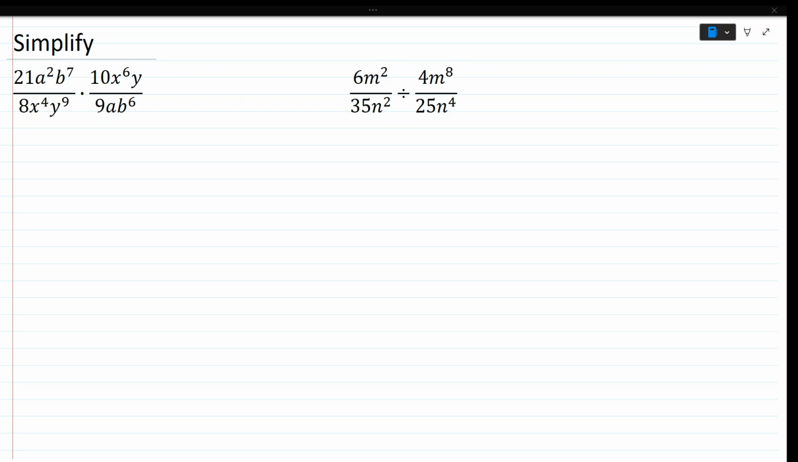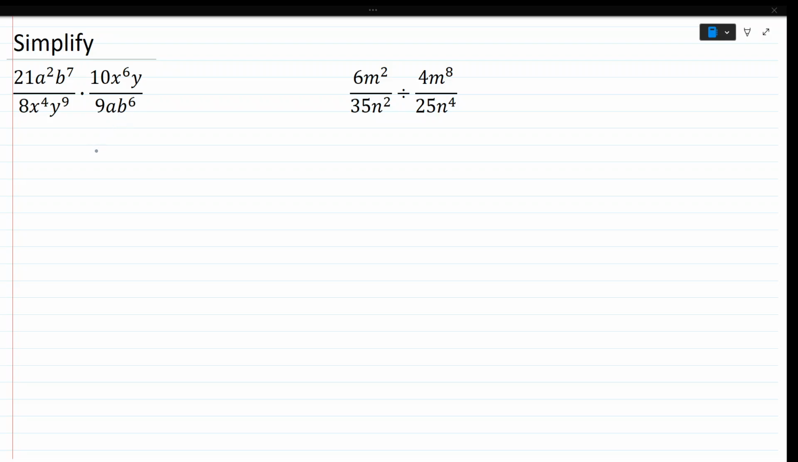In these examples, we'll go about simplifying the product or quotient of two rational expressions with monomials in the numerators and denominators. Now, when you're simplifying a product of two rational expressions with monomials for their numerators and denominators, we just need to see what can cancel in the numerator and denominators. So for this first one, we have 21a squared b to the 7th over 8x to the 4th y to the 9th times 10x to the 6th y over 9ab to the 6th.